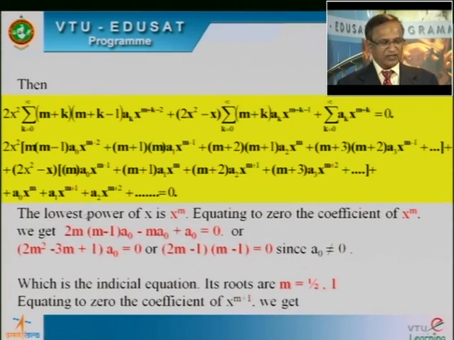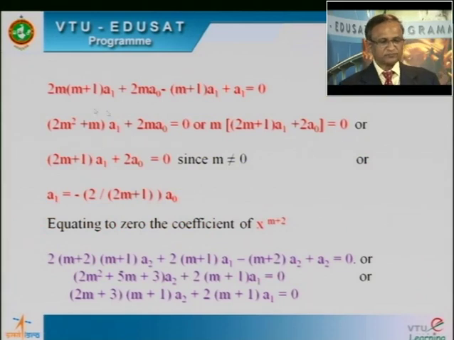Okay, so now I have equated the lowest power of x. What is the lowest power of x? x to the power m. Now, in exactly the similar way, I want to equate to 0 the coefficient of its next power, x to the power m plus 1. So from this equation I have to identify the coefficients of x to the power m plus 1, and equate it to 0. I hope you will get all these terms. All these terms are coefficients of x to the power m plus 1.